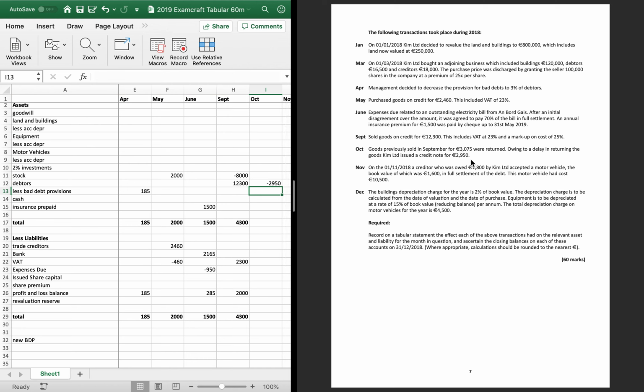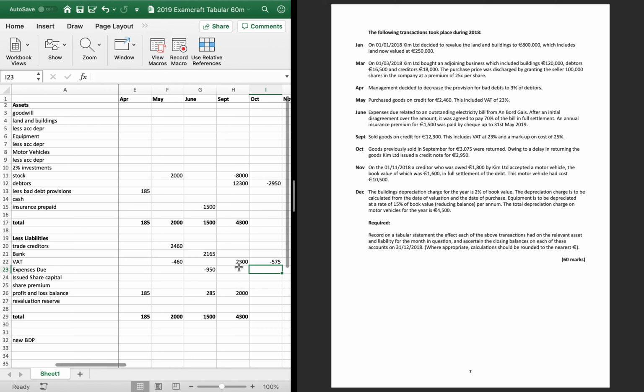Now, once we've done that, we can go back and we're going to work completely off this 3,075. So we sold those goods for 3,075. So we're going to go through the same process of that 3,075. This is on the bank, equals 3,075. We're going to divide it by 123 and multiply by 23. That will give you the VAT amount, and that's 575.